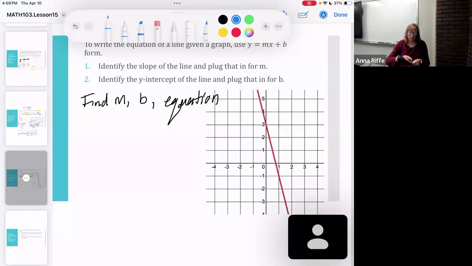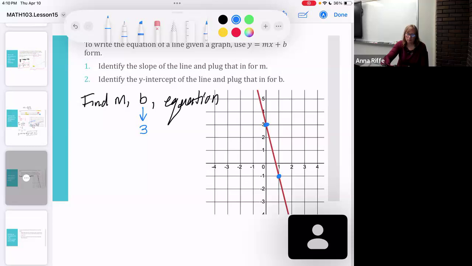Looks like y'all are pretty darn good, especially on the y-intercept portion. This is where the graph crosses the y-axis. It's at +3. Therefore, my b is +3. In order to find the slope, I need at least a couple of points on this line. So here's one for sure, where it crosses the y-axis. It looks like this is another one.